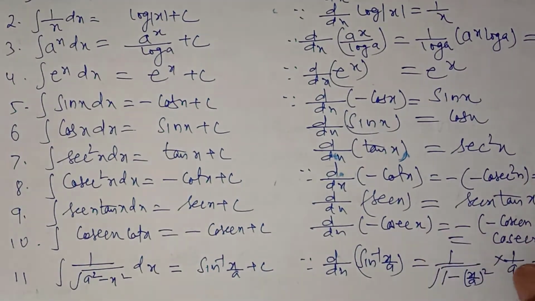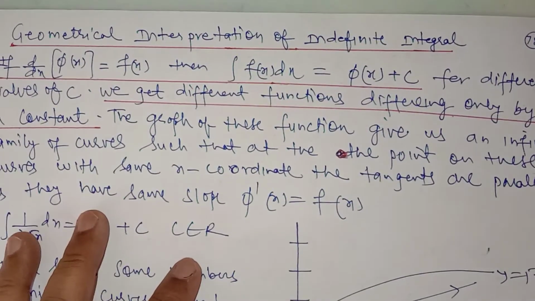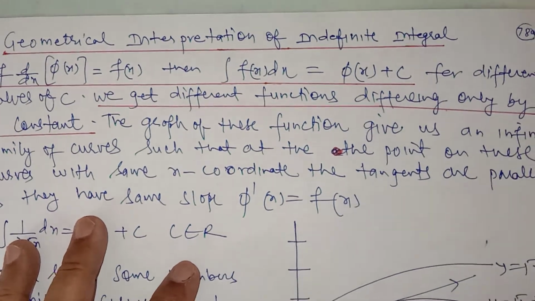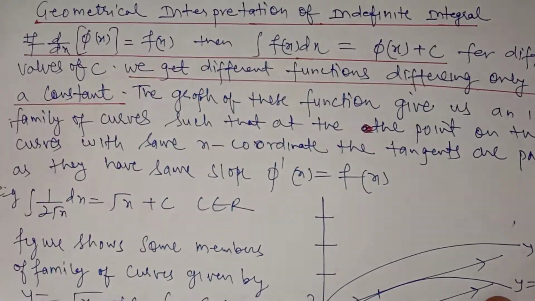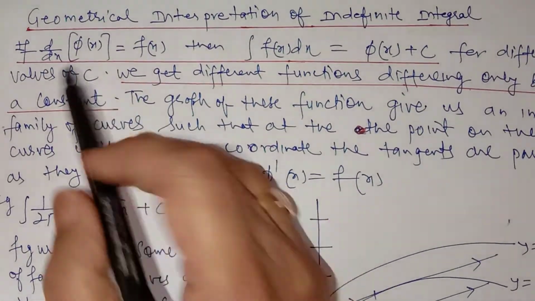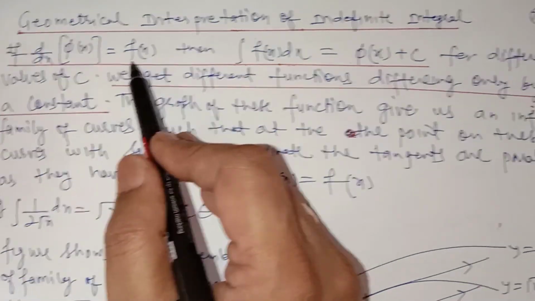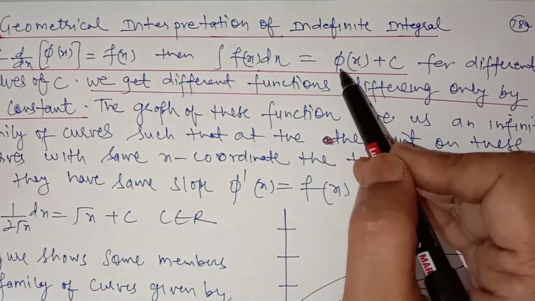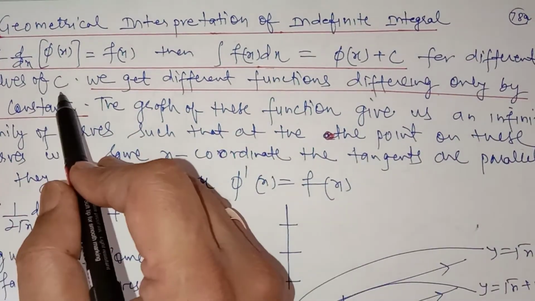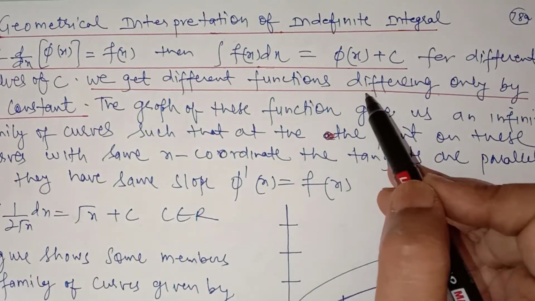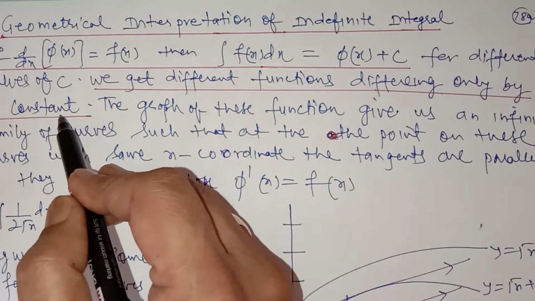Now after that there is a geometrical meaning of the indefinite integral. Again, we'll explain why we call it an indefinite integral. If the derivative of phi x is equal to f x, then the integration of f x dx will be equal to phi x plus c. For different values of c, we get different functions differing only by a constant.